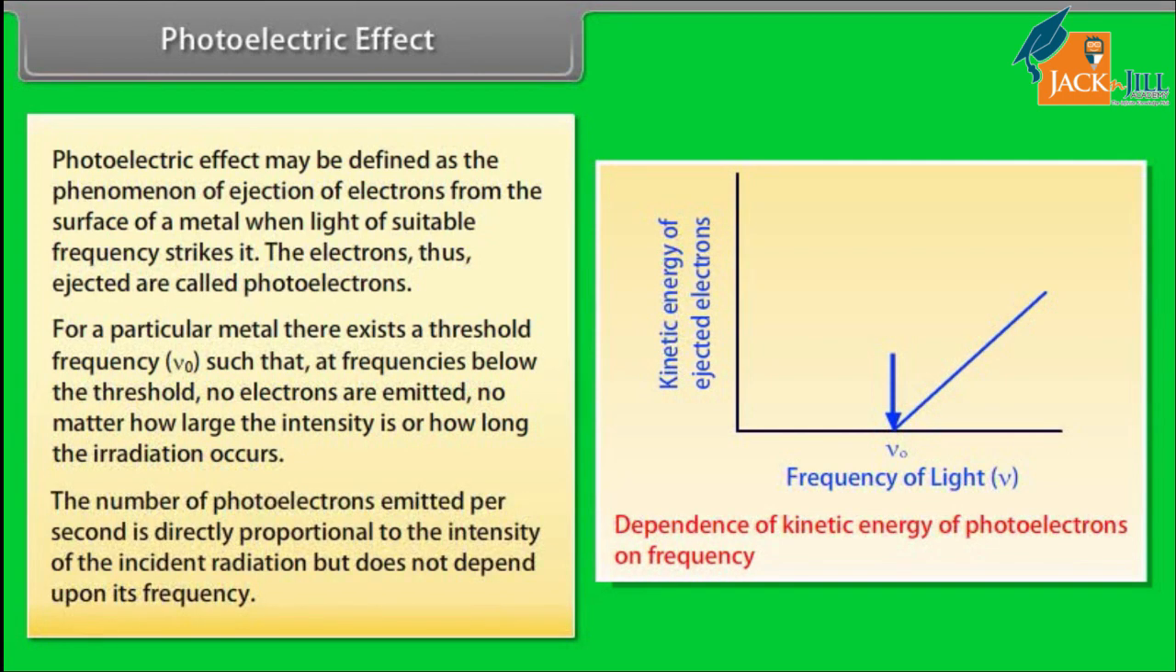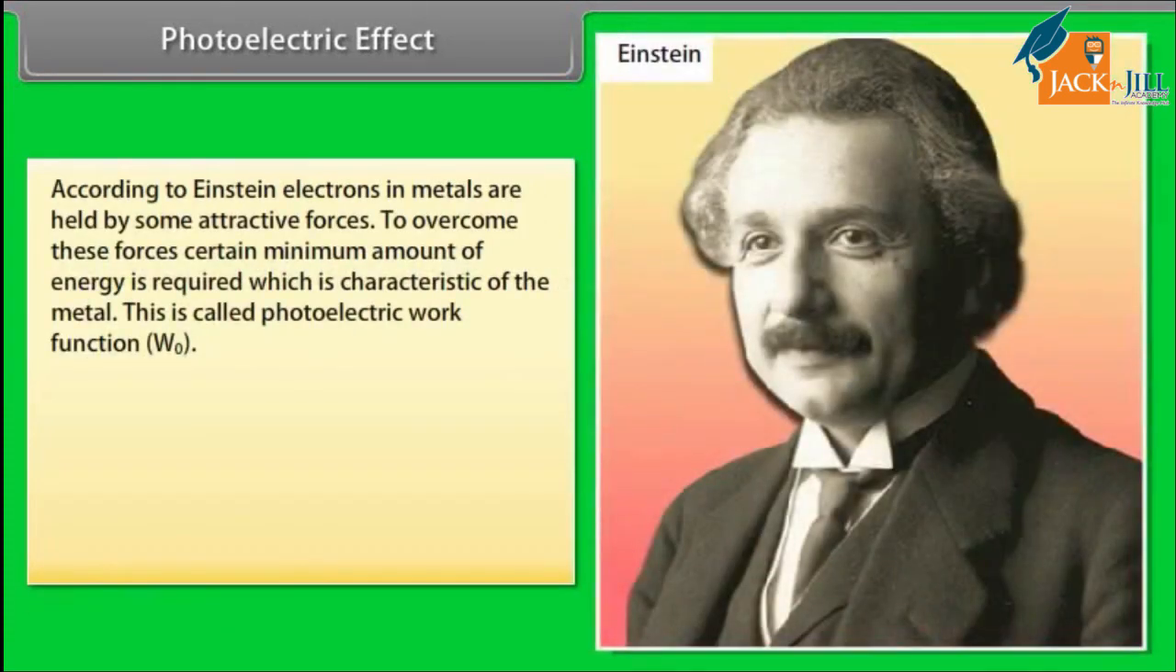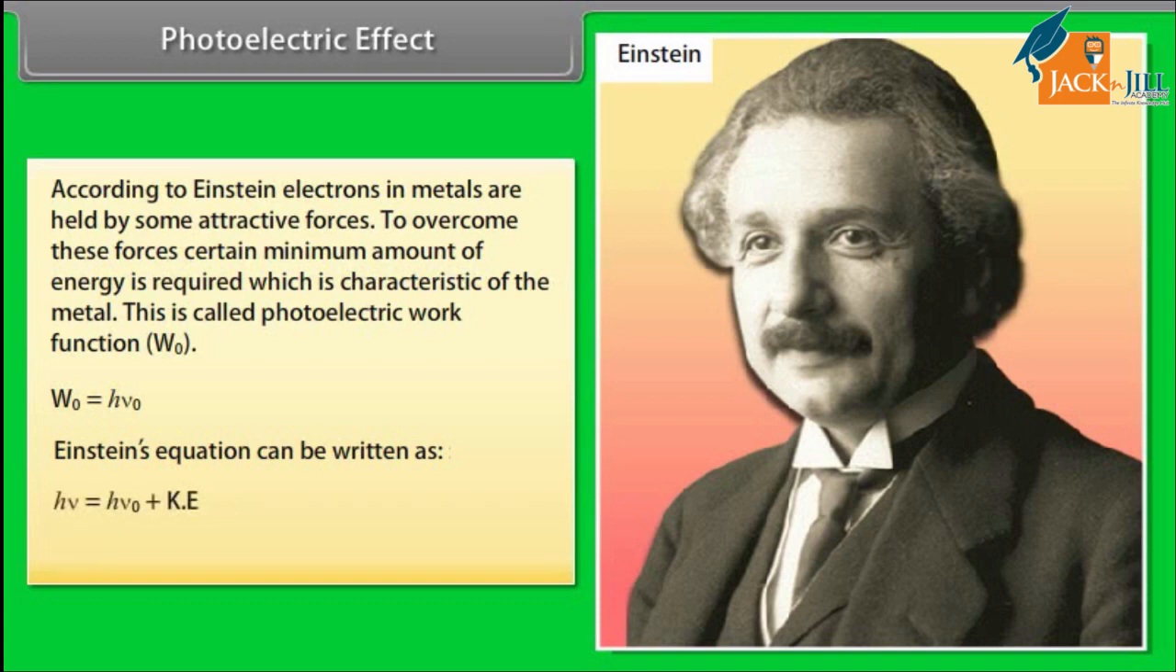The number of photoelectrons emitted per second is directly proportional to the intensity of the incident radiation but does not depend upon its frequency. According to Einstein, electrons in metals are held by some attractive forces. To overcome these forces, a certain minimum amount of energy is required, which is characteristic of the metal. This is called the photoelectric work function W0. W0 = h nu naught. Einstein equation can be written as h nu = h nu naught + KE, so KE = h nu - h nu naught.